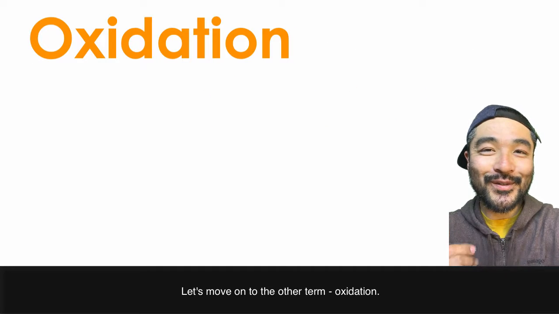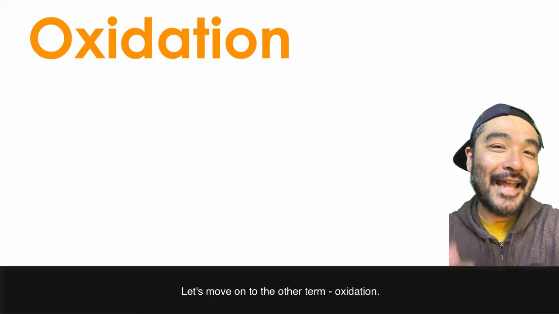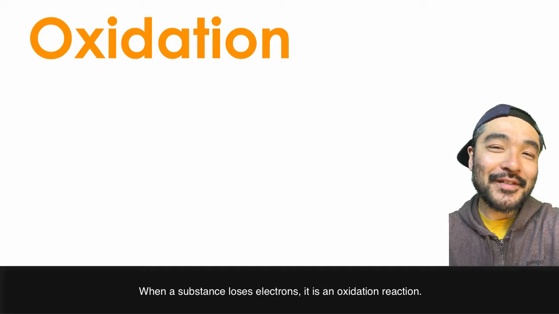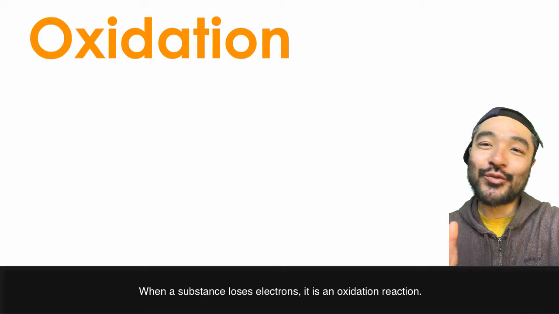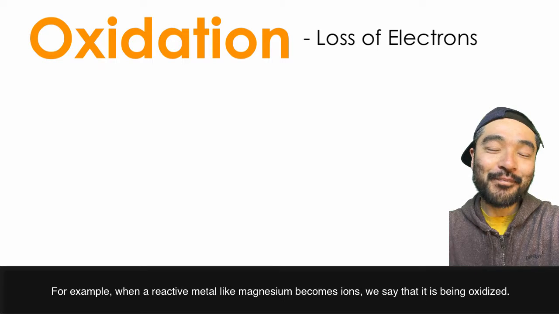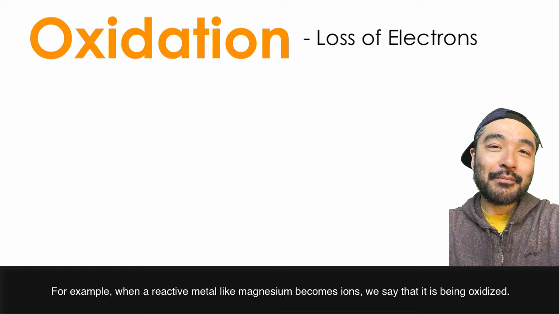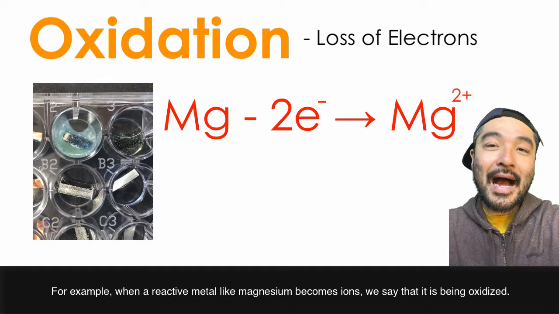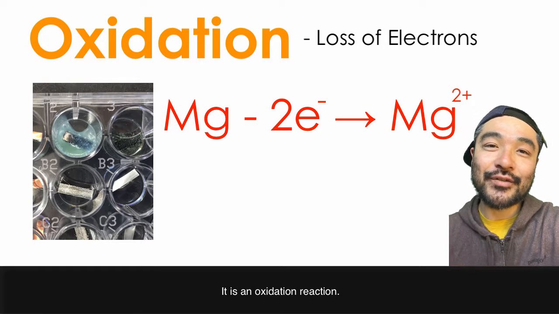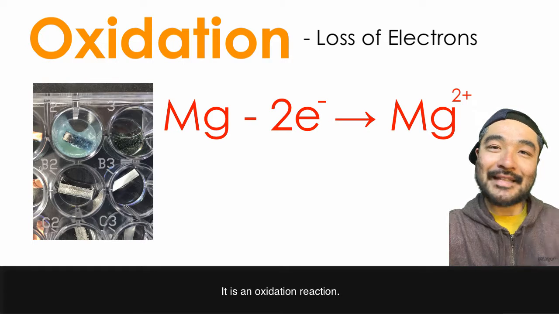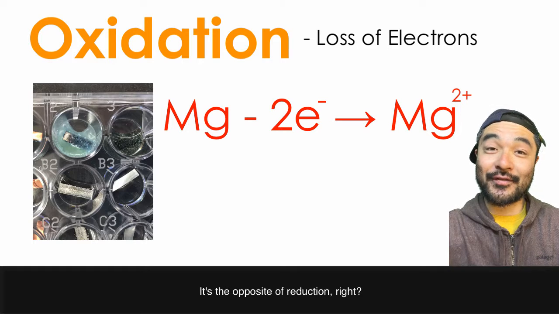Let's move on to the other term, oxidation. When the substance loses electrons, it is an oxidation reaction. For example, when a reactive metal like magnesium becomes ions, we say that it is being oxidized. It is an oxidation reaction. It's the opposite of reduction, right?